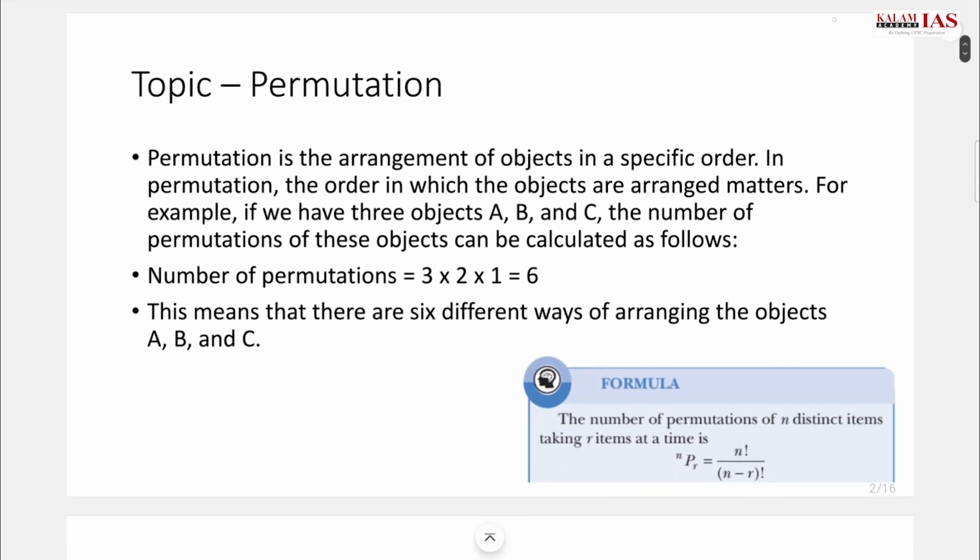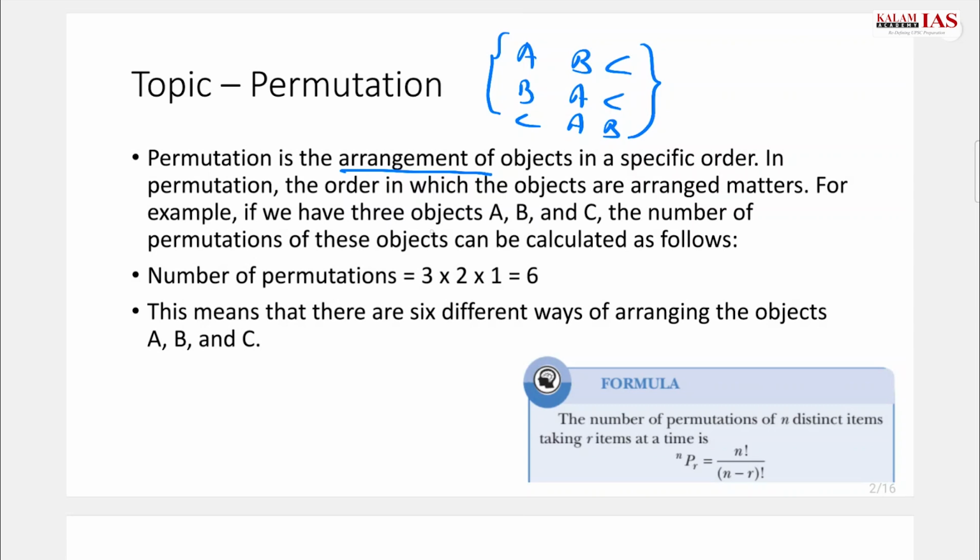So what is permutation? We'll start with basics and then we'll keep on moving to the next topics. Permutation is basically arrangement of objects in a specific order. In very simple words, it's just arrangement of objects. In permutation, the order in which the objects are arranged matters. Suppose we have objects A, B, C. They can be arranged as A, B, C, B, A, C, C, A, B. So you can see there are a number of ways of arranging the same objects. So permutation is the number of ways we can arrange a particular number of objects, and how we arrange also matters.